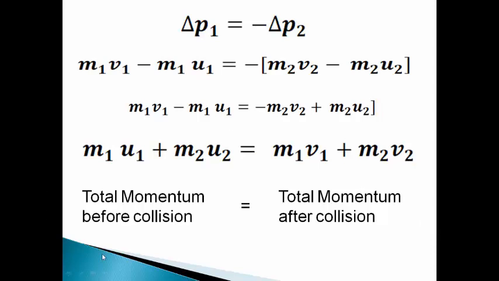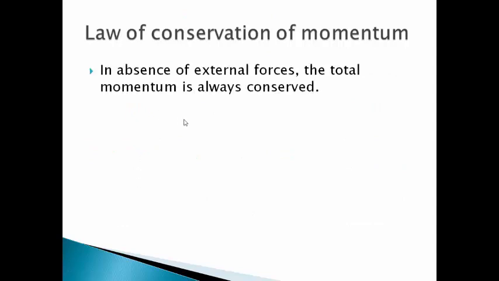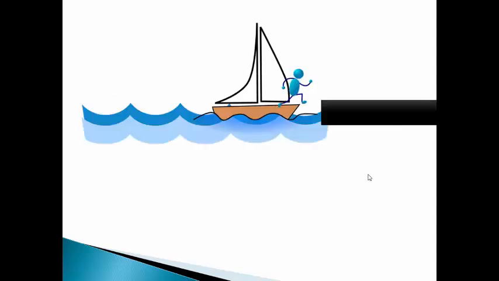So keeping this in mind, we can state the law of conservation of momentum. In the absence of external forces, the total momentum is always conserved. So total momentum before will always be equal to total momentum after. Here, I didn't say before collision and after collision because in different questions you will have different scenarios, like a man jumping from a boat.